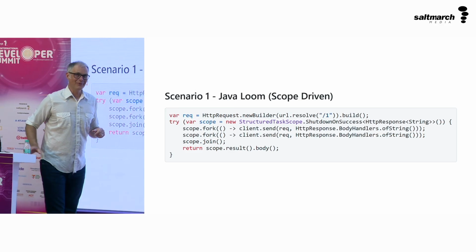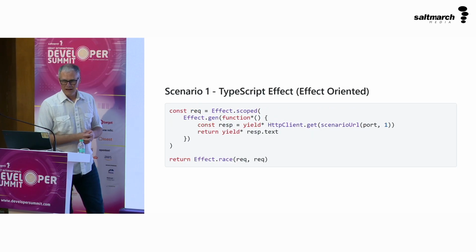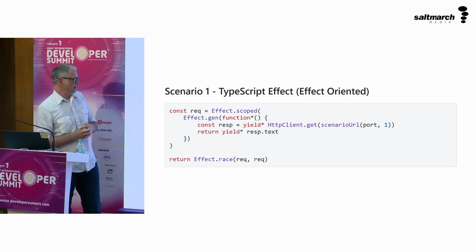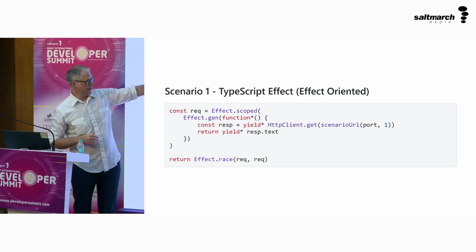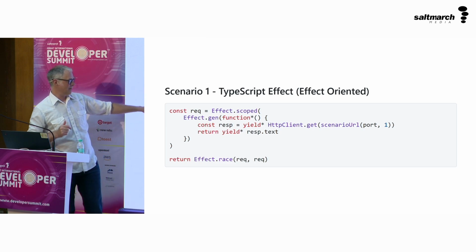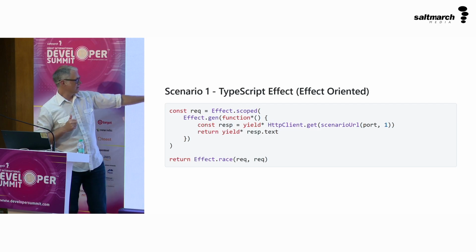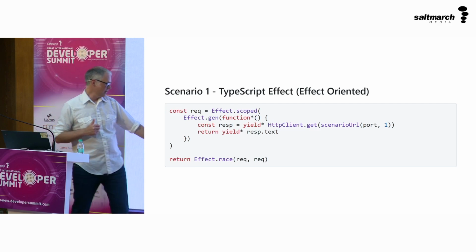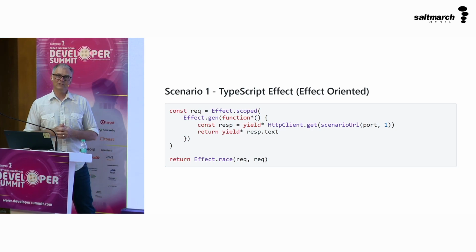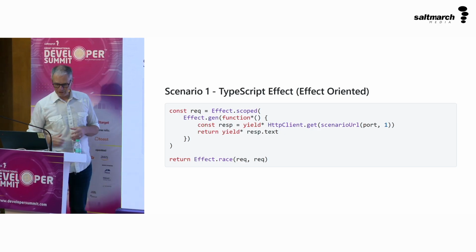That's the next scenario that we'll go into, which is error handling. Okay, so that's scope driven. Effect oriented is the last approach that I wanted to show for this one. There's a library for TypeScript called Effect. With effects, which I'll talk about in more detail tomorrow, we create an effect, which is a value, the request, and then we do Effect.race with two requests, and that's going to do our race just like we've seen in the other ones. So that's using the TypeScript Effect library.